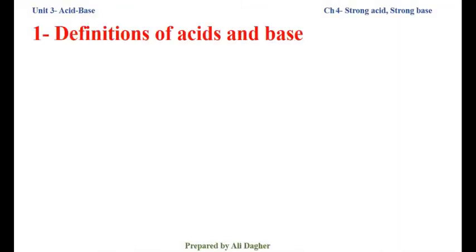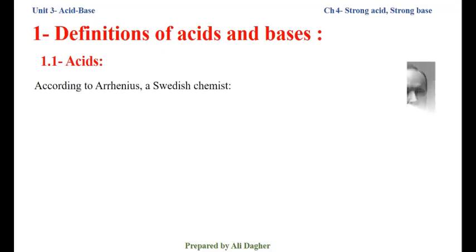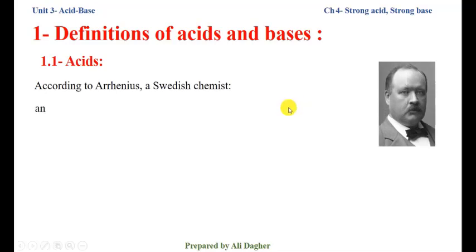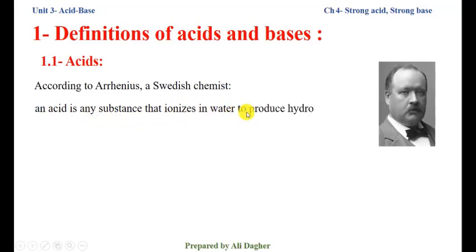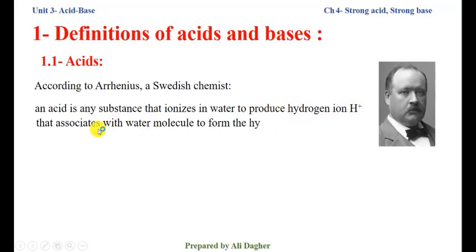1. Definitions of acids and bases. 1.1 Acids. According to Arrhenius, a Swedish chemist, an acid is any substance that ionizes in water to produce hydrogen ion H+, but H+ associates with a water molecule to form the hydronium ion H3O+. Then, an acid is any substance that ionizes in water giving hydronium ion H3O+.